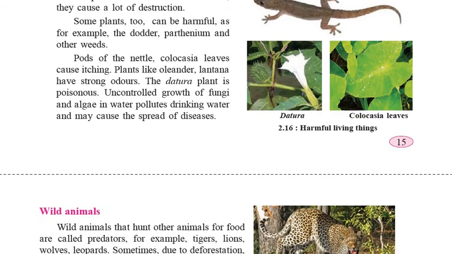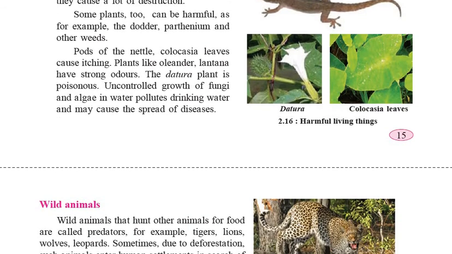Some plants too can be harmful, as for example the dodder, parthenium and other weeds. Pods of the nettle, colocasia leaves cause itching. Plants like oleander, lantana have strong odor. The dothra plant is poisonous. Uncontrolled growth of fungi and algae in water pollutes drinking water and may cause the spread of diseases.